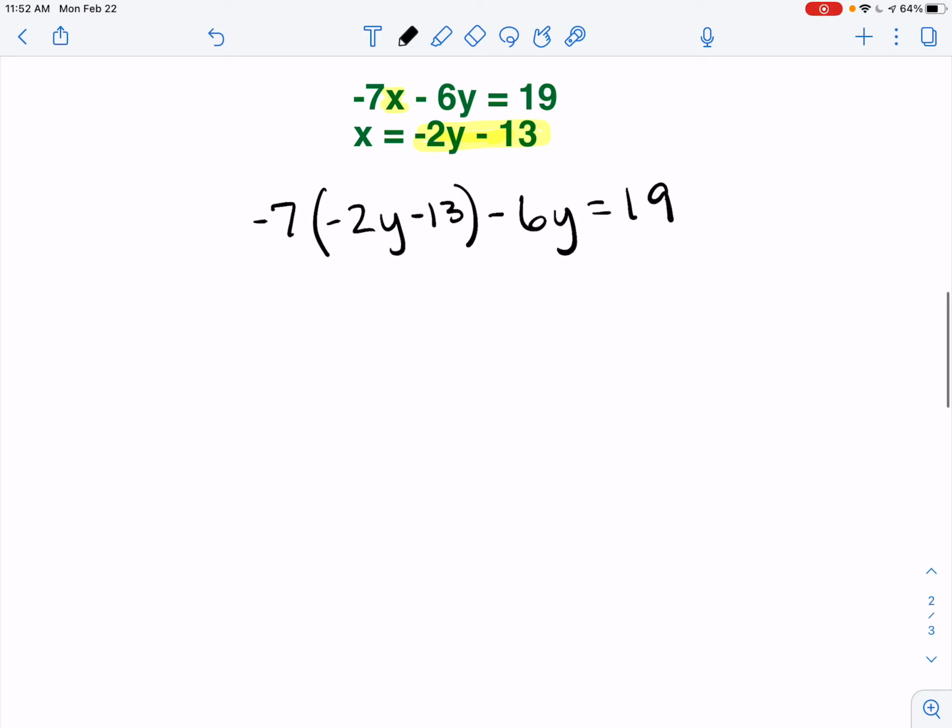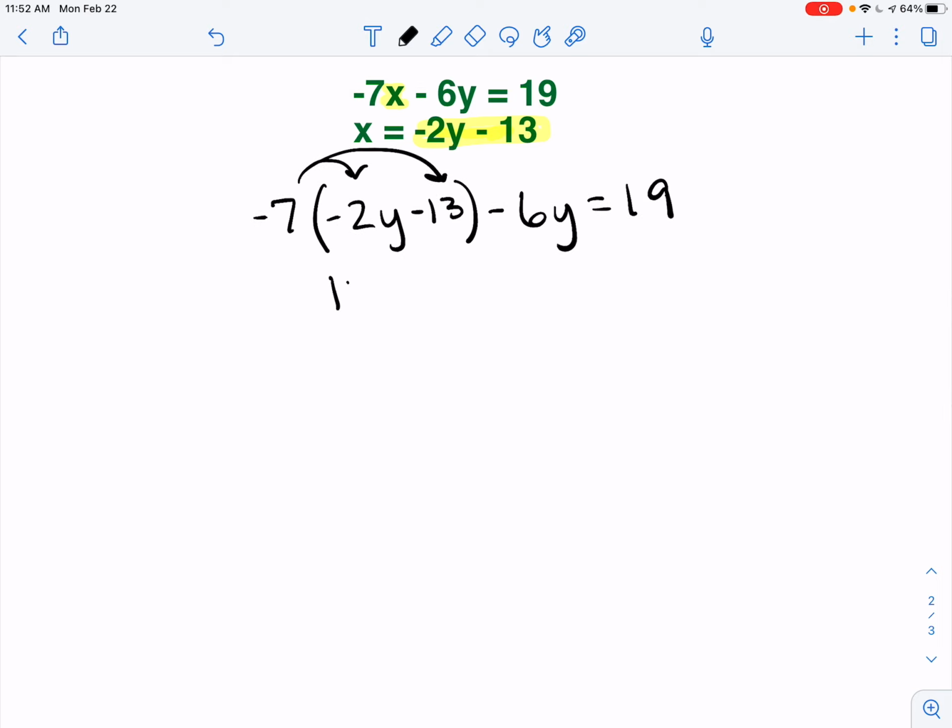So I'm going to start off by distributing so that I can solve this. So negative 7 times negative 2y is a positive 14y. Negative 7 times negative 13 is going to give me a positive 91. Then I have minus 6y equals 19. I notice here that I have some like terms that I can combine. So 14y minus 6y is going to give me 8y. I still have a plus 91 equals 19.